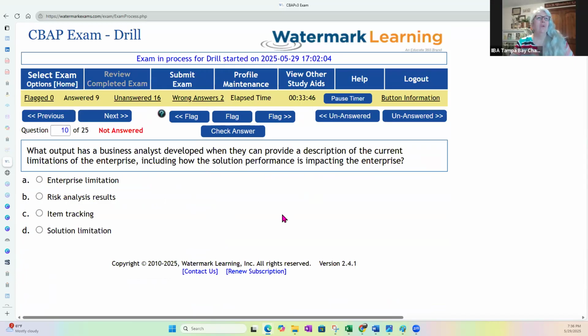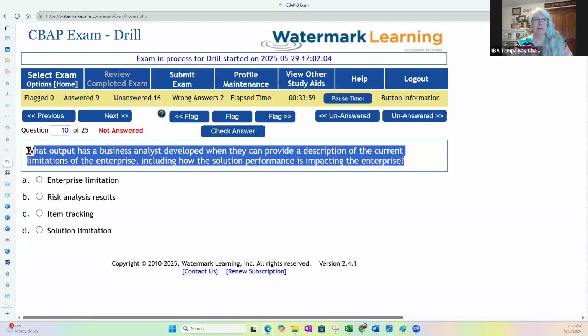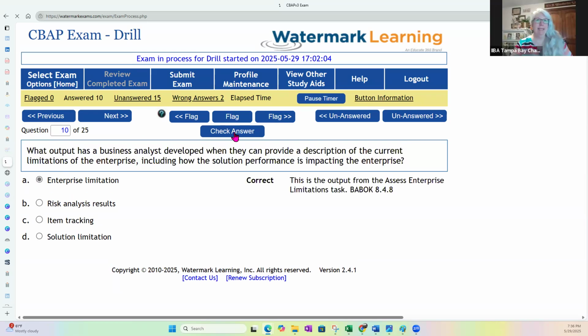Okay. What output has a business analyst developed when they can provide a description of the current limitations of the enterprise, including how the solution performance is impacting the enterprise? So when they can do this, what task have they done? Assess enterprise limitation. And the output for assess enterprise limitation is? Enterprise limitation. It is just that easy. This is the output from that task.